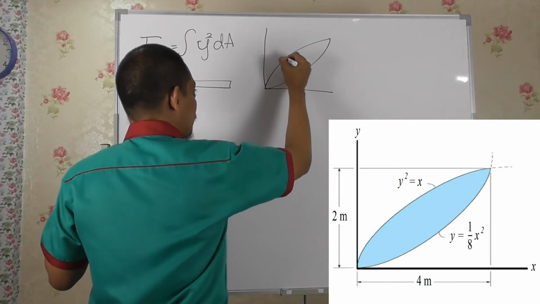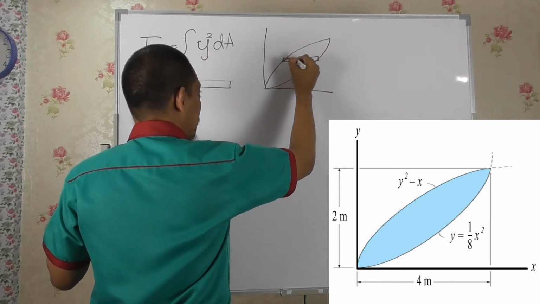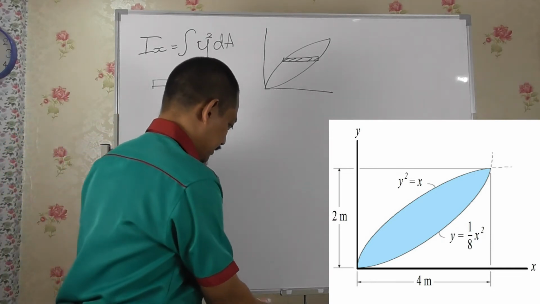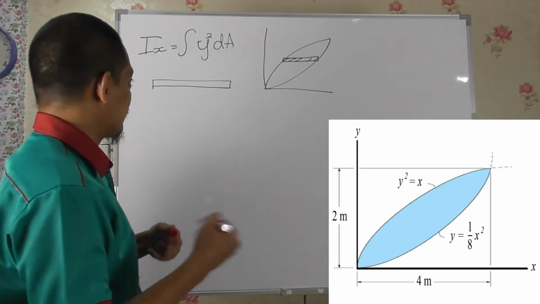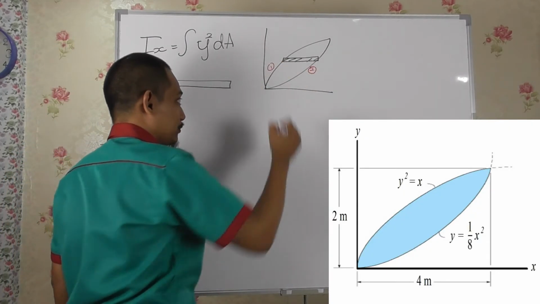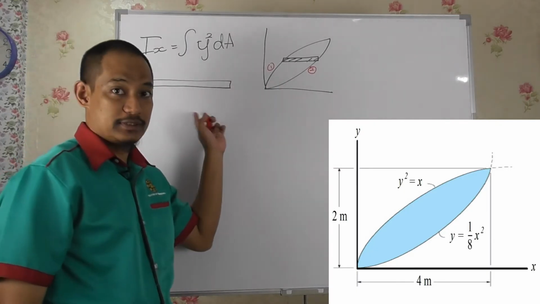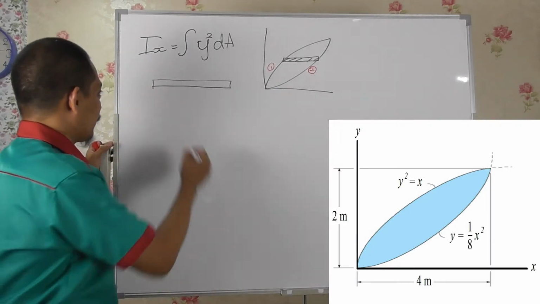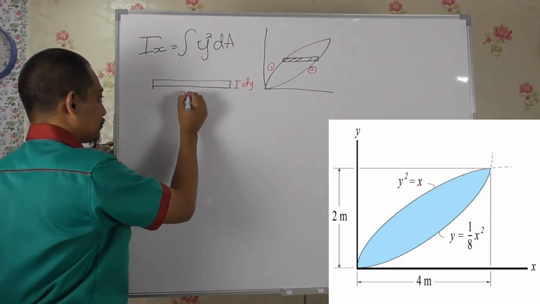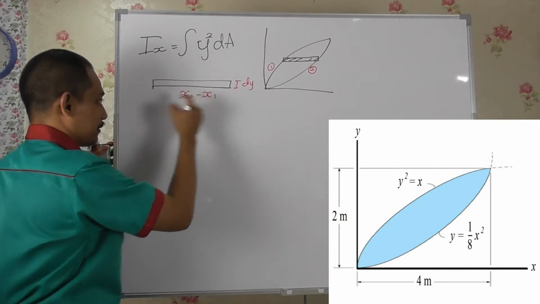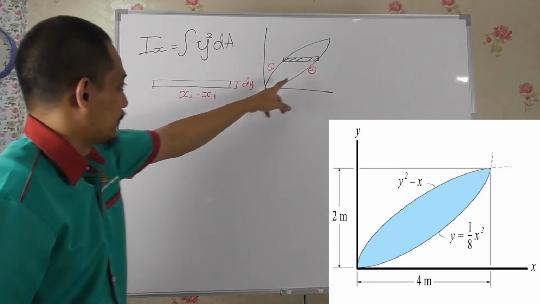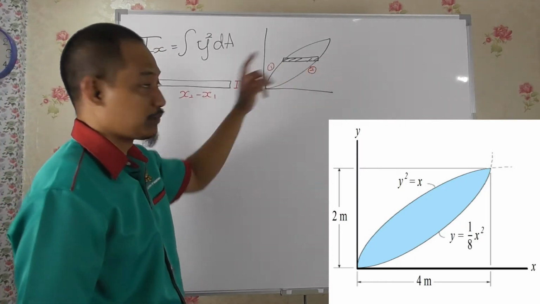We have two curves here. If you select this element here, there are two curves, so let me select a different color. Say this is curve number 2 and this is curve number 1, so that we will have 2 minus 1. The area of the element is dy times the length, x2 minus x1. That's why I label this 2 and 1, to tally that.